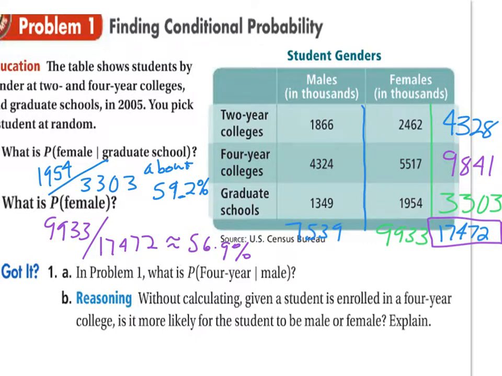You can go ahead and try the problem at the bottom. So, what's the probability that they're a 4-year student, given that they're male? If you want to pause, and then I'll go ahead and go through that one.